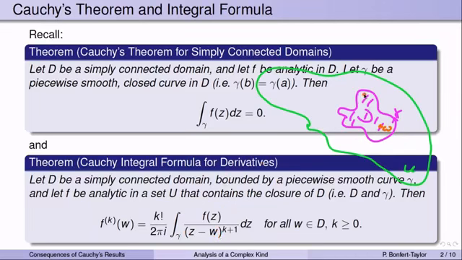Again, this is a very fascinating theorem because when we evaluate this integral, we're only taking account of values of f along the curve gamma. However, those values are able to recover for us values of f and its derivative inside the domain, so inside gamma. It's quite a remarkable theorem.